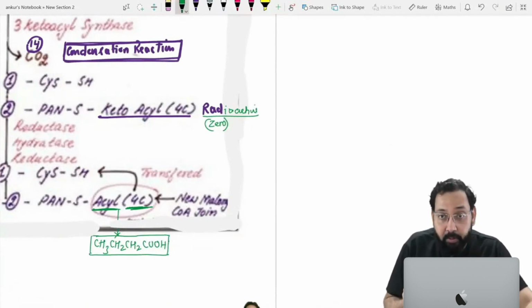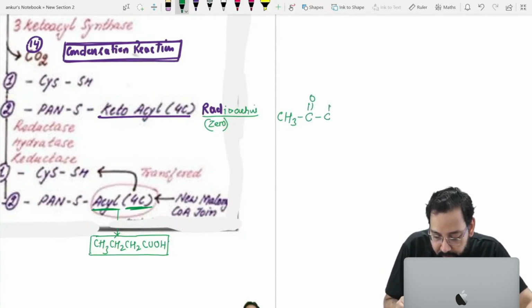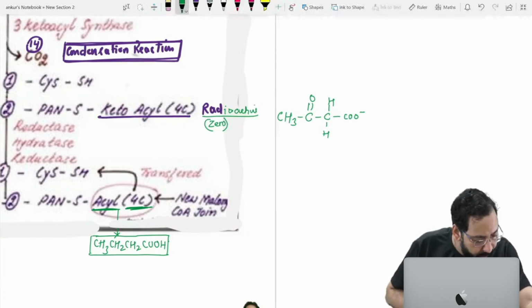I will draw the structure of ketoacyl. Even if you don't remember, it's okay. Again I say, if you have an idea, it would be really helpful. CH3, CO, CH2, COO. This is ketoacyl.